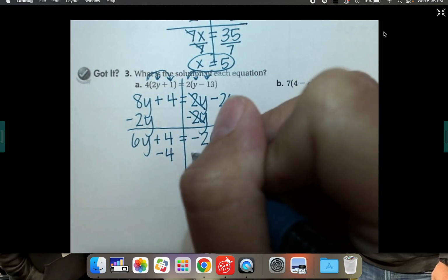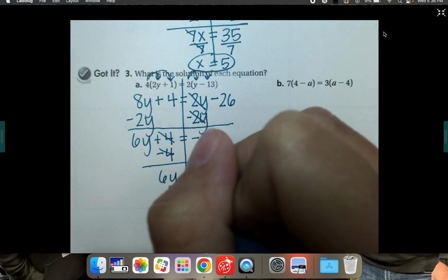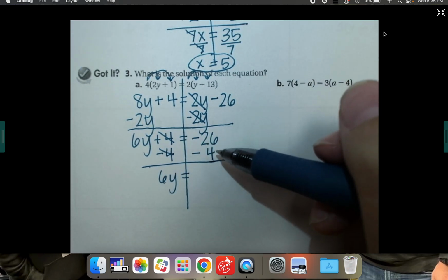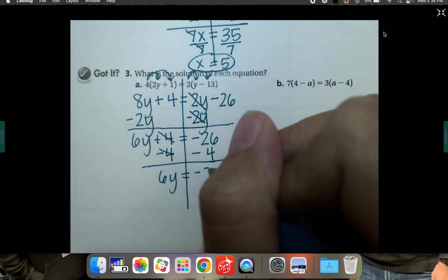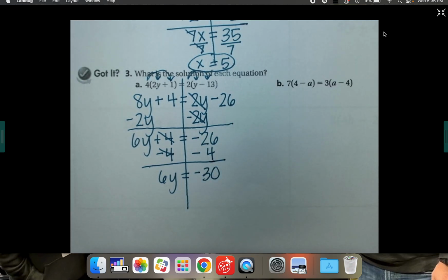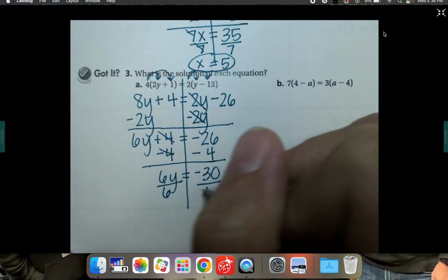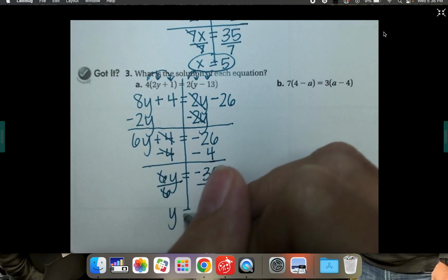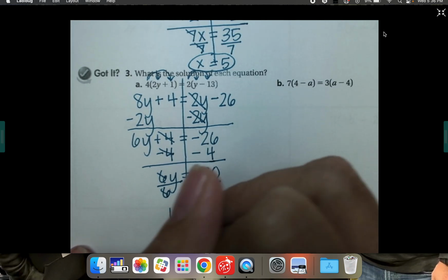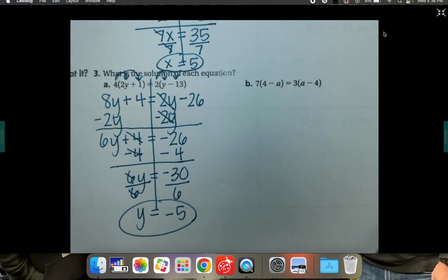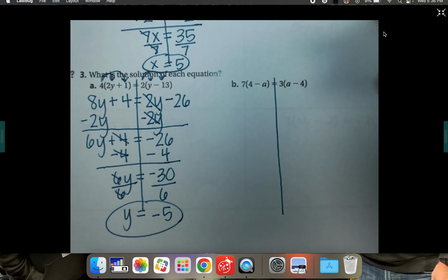Subtract 4 from both sides. Bring down your 6y. -26 minus 4, remember, is a greater negative, -30. And again, just use your calculator if you're not sure. Divide both sides by 6. Y equals -30 divided by 6, which is -5. All right, last one. Distribute first.